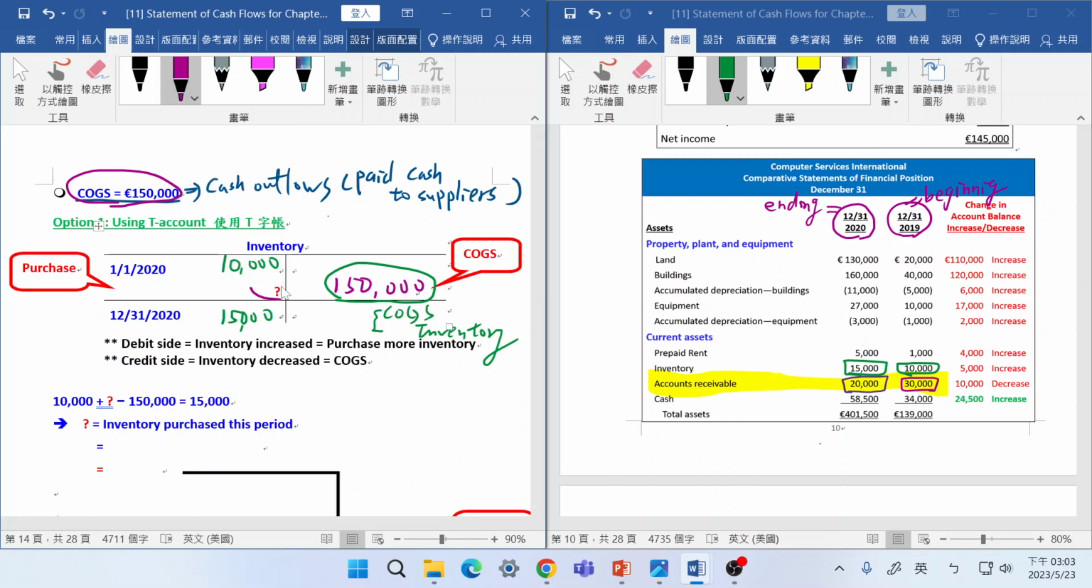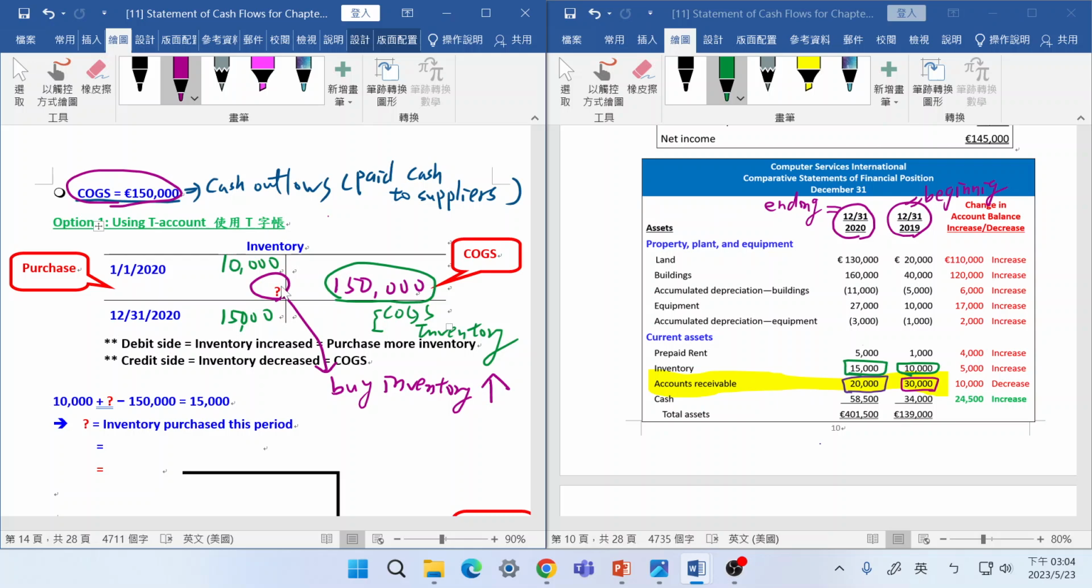So this number is what? It is what you buy, which made your inventory increase. Okay? So far, based on the inventory T account, I only note my inventory decrease. My inventory increase, how much? Do your math. $10,000 plus question mark minus $150,000, you got the ending balance, right?